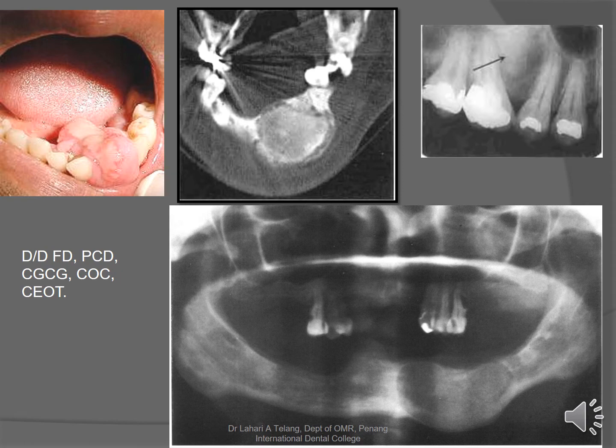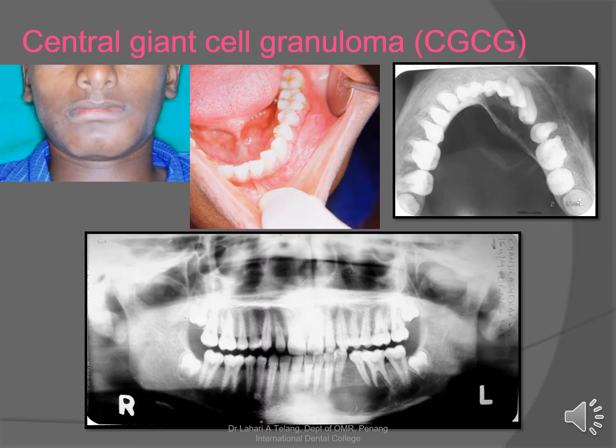That means it's a reactive lesion, which again looks more radiolucent, and in later stages only the ossifying fibroma appears more radio opaque. So depending on the stage at which you're looking at the disease, if it's in an early stage, then central giant cell granuloma and COC, that is calcifying odontogenic cyst, could be differential diagnoses. But if you're looking at a more matured, later stage, more radio opaque in nature, then fibrous dysplasia, periapical cemental dysplasia, and CEOT, all of which have a calcified component, could be the differential diagnosis.